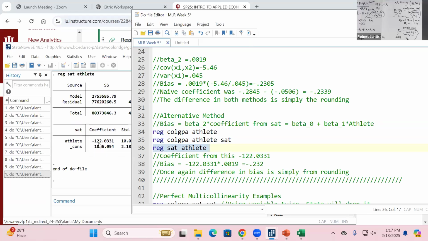So if I go ahead and do that, I get negative 122. Well, what do you think if I take negative 5.46 and divide it by 0.45? That should be negative 122. So if I take that value now and multiply it by beta 2, I end up with that same value of approximately negative 0.23. Once again, some rounding issues there. We have to round somewhere. But that's another way of showing what the size and the sign of that bias are.